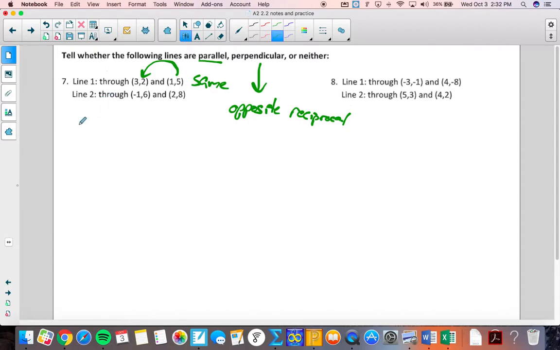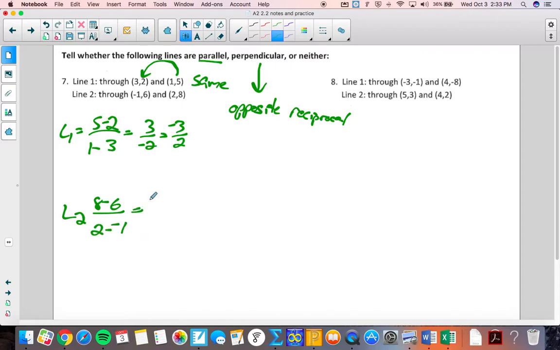So here we go. For line 1, I put an L1 there for line 1, we get 5 minus 2 divided by 1 minus 3. That's why I should make the arrows. So we get 3 over negative 2, negative 3/2. For line 2, we're getting 8 minus 6 divided by 2 minus negative 1. So we get 2 thirds.